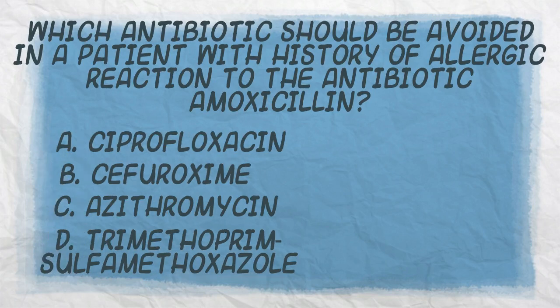The penicillin and cephalosporin antibiotic groups are molecularly similar. Therefore, if a patient has a history of an allergic reaction to a penicillin antibiotic, cephalosporin antibiotics should be given cautiously. With history of anaphylaxis to a penicillin antibiotic, cephalosporin should be avoided.